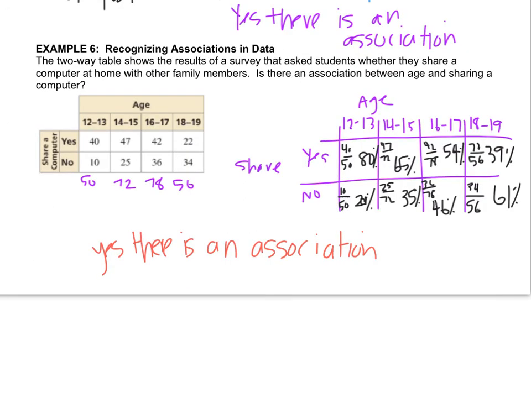For example 6, I made another conditional relative frequency. I based it on the age because it wanted to know how the age impacts whether you share a computer. You can see as you go up in age, you're less likely to share a computer, and that makes sense because you're getting older. You might buy it yourself, or you have parents who are more willing to put an 18-year-old on their own computer than a 12-year-old.